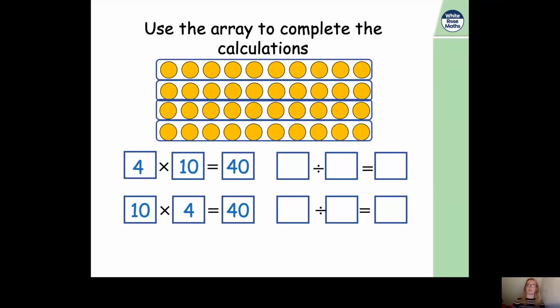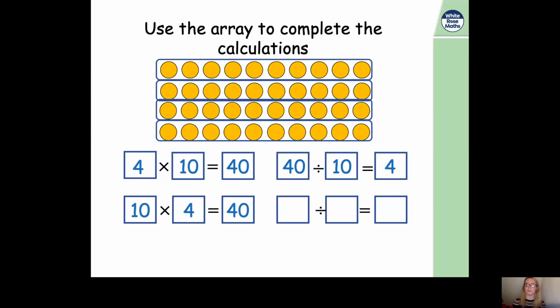Now let's have a go at our division. So we have got 40 counters, and I'd like to put them into groups of 10, like I've done on the array. Can you see? I've circled groups of 10. And how many groups have I ended up with? Yes, that's right. There are 4 groups of 10. So I can write 40, because I had 40 counters, divided by 10, because I put them into groups of 10, equals 4, because there are 4 groups.